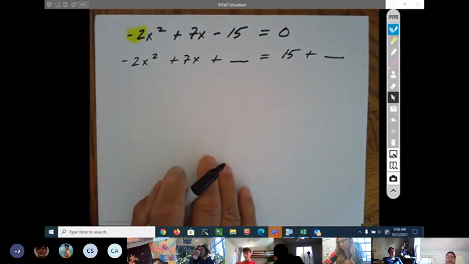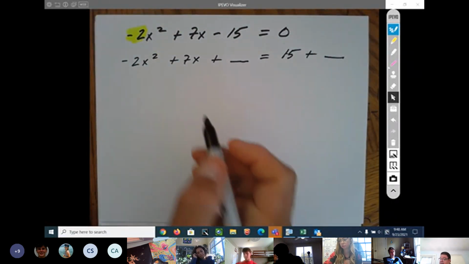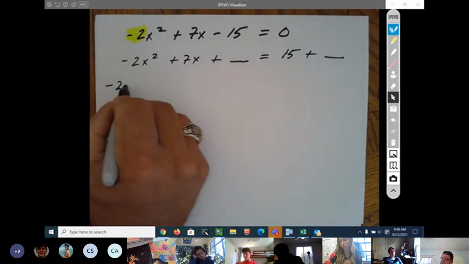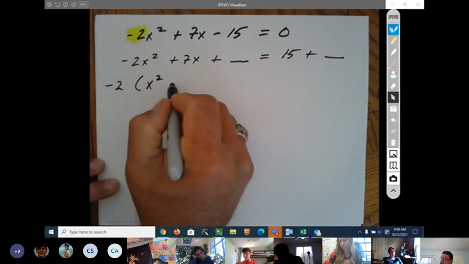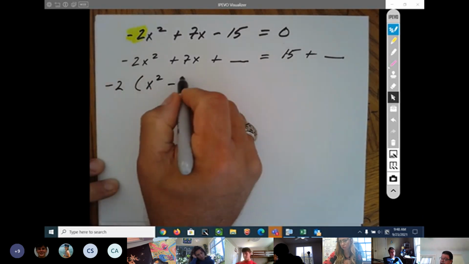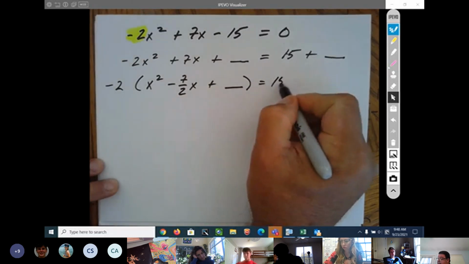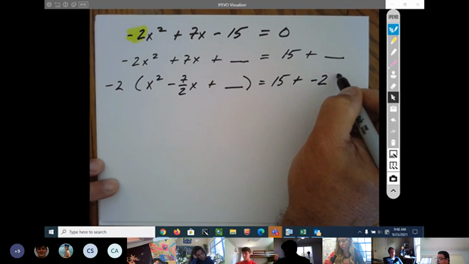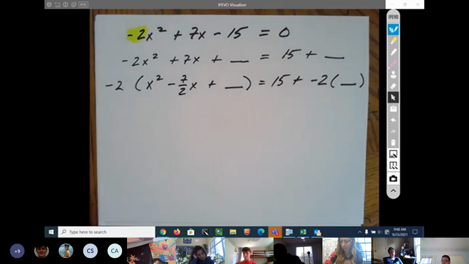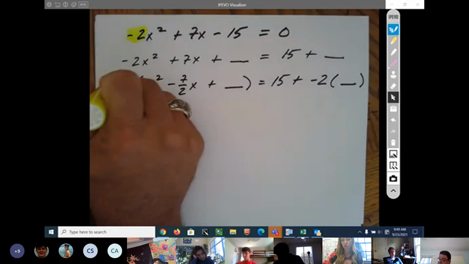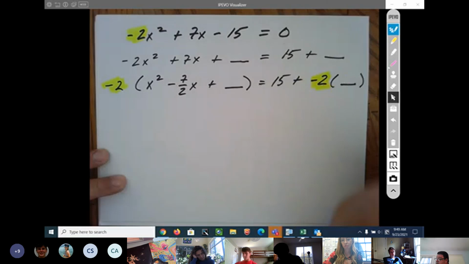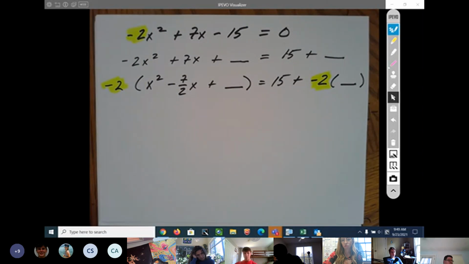All right. Now we got to factor out this 2. Now give me x squared minus 7/2 x plus blank is equal to 15 plus negative 2 times blank. And whatever we factor out, we have to multiply by this right side blank. Now we're ready to complete the square.